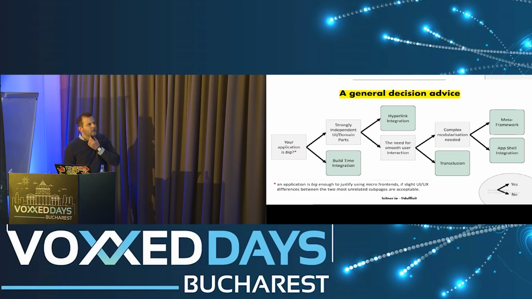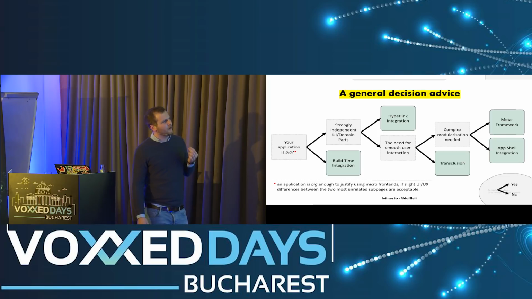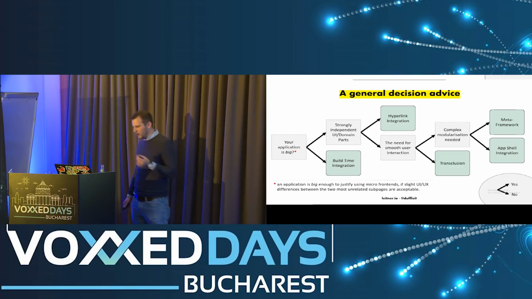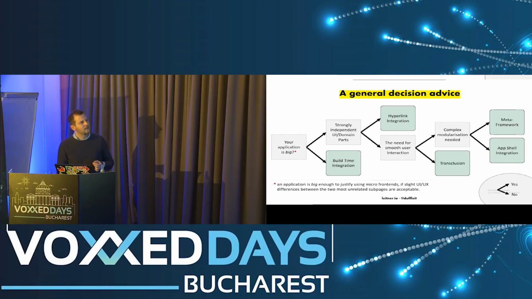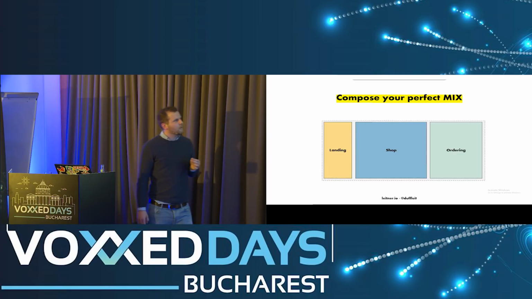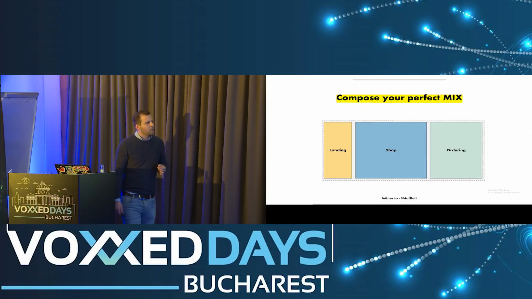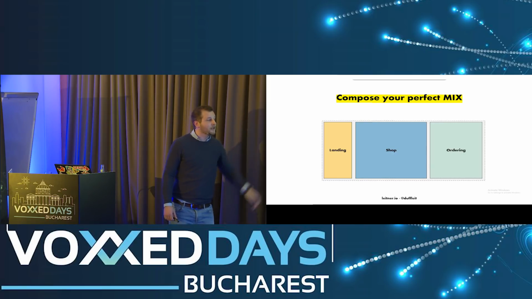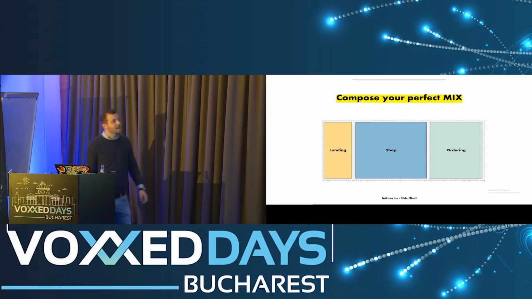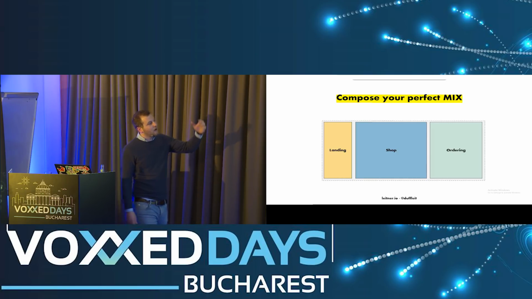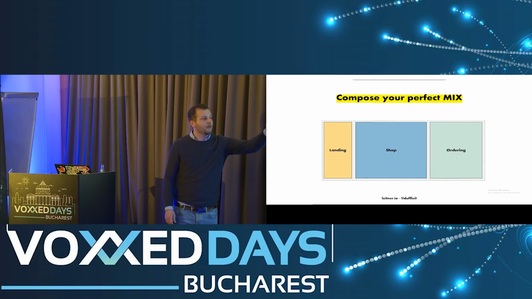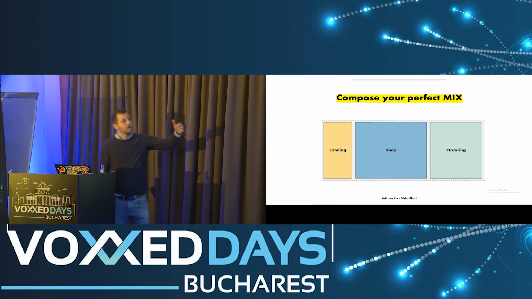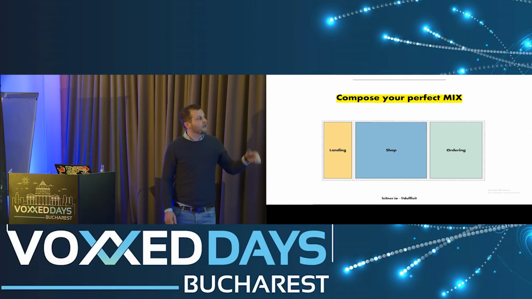But it's still not really true, because if you think about it, if you want to slice your front end into smaller chunks, what you really should do is compose a perfect mix. I always bring up this Amazon example because the domain is quite simple and everybody uses Amazon and understands it. So if you have an application with a landing page, a shop page and an ordering page, maybe a good way to slice this application in the first instance is just hyperlink integration.